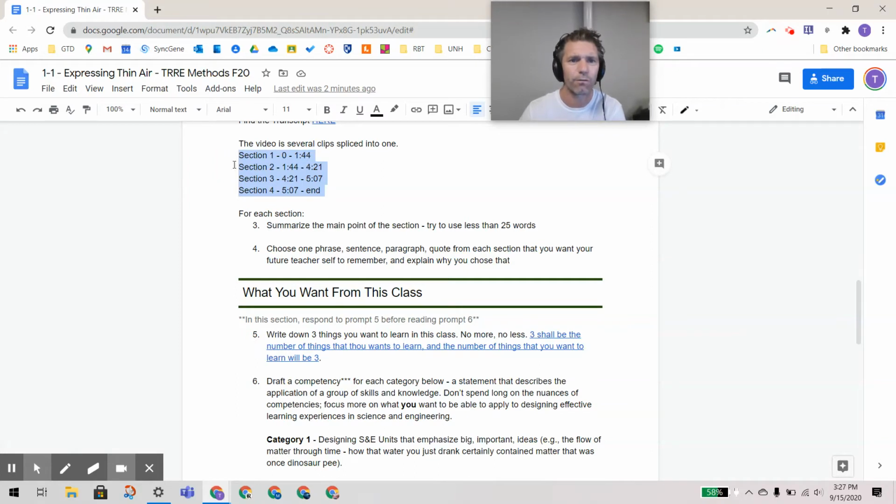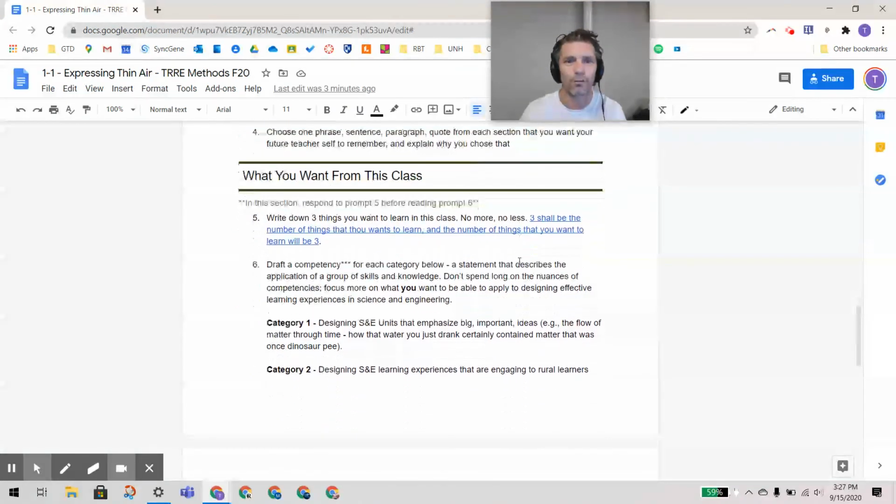And for each of those 4 sections, first summarize the main point of the section. So you'll have 4 summaries, and hopefully they're each 25 words or less. And then also for each section, so you'll have 4 of these as well, choose one phrase, sentence, or paragraph or quote from that section that you want your future teacher self to remember, and just briefly explain why. Again, less words is more.